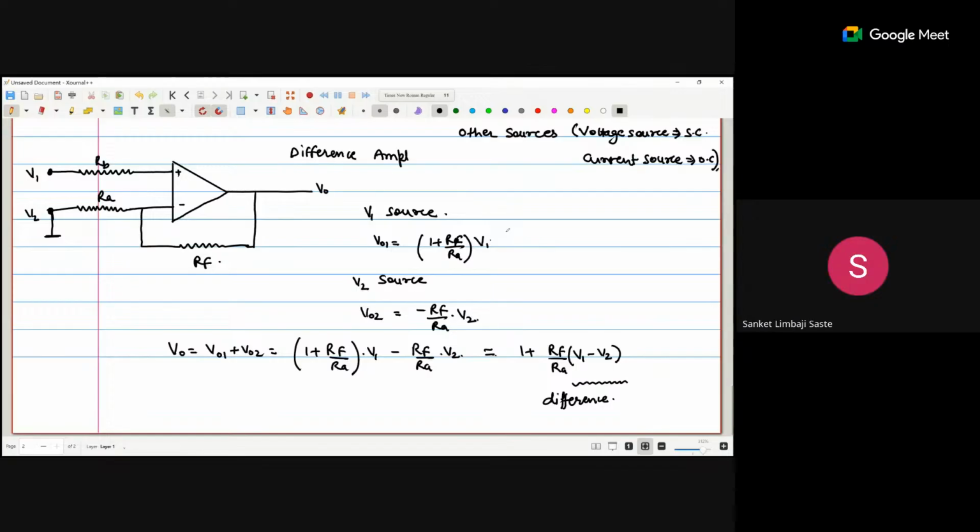V1 plus RF upon RA times V1 minus V2. So this is the difference, and this is multiplied with the amplifier gain RF upon RA. This is the amplifier gain. So this is called the difference amplifier.